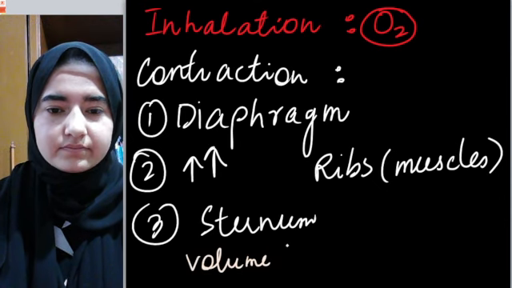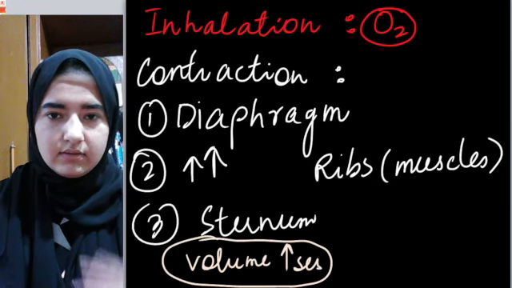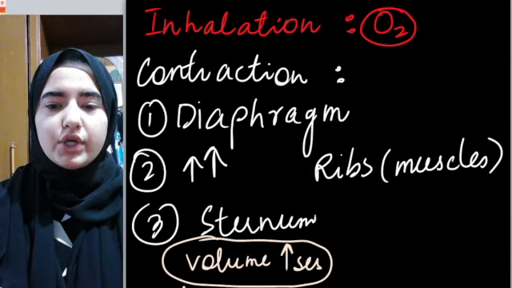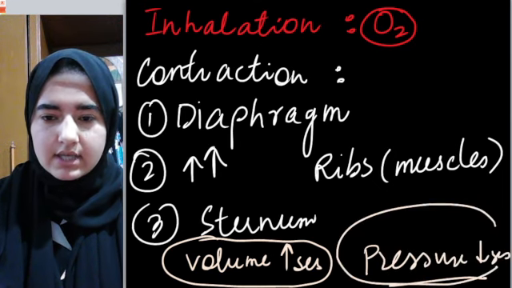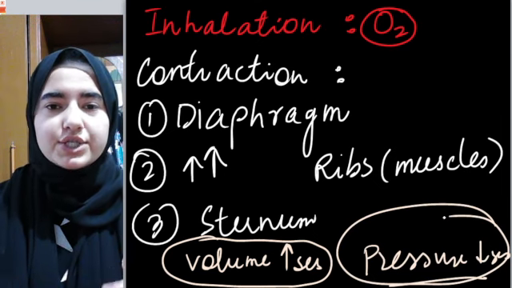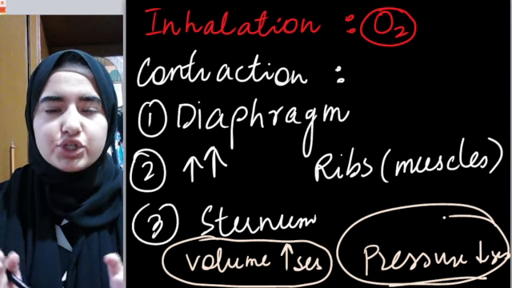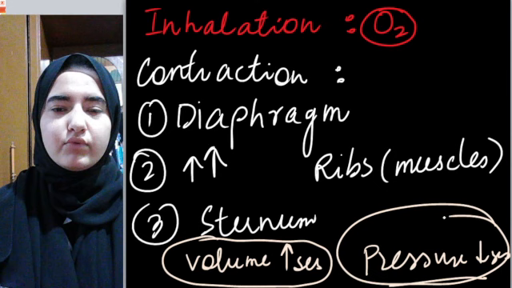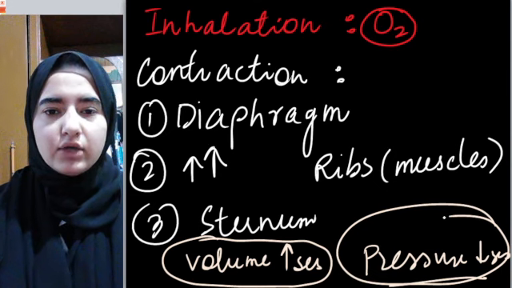Volume of the thorax increases. Due to the increase in volume, pressure decreases because they are inversely proportional. Since the pressure inside the lungs decreases, the oxygen present in the atmospheric air, external to the body, is pushed inside the body, so the oxygen gets drawn inside the lungs. Okay, I hope this concept is clear.